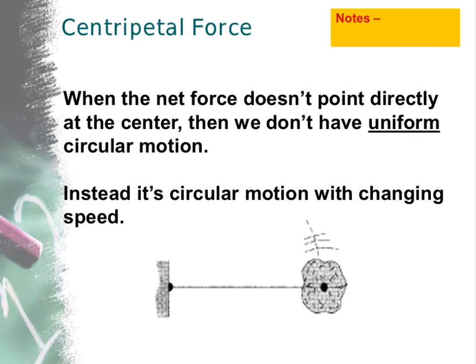Now, there can be cases when net force doesn't point directly at the center. And if that's true, then we don't have uniform circular motion. But there are moments where we can have circular motion. It's just that the angular velocity or the linear velocity is changing over time. Here might be a case where we actually have non-uniform circular motion.